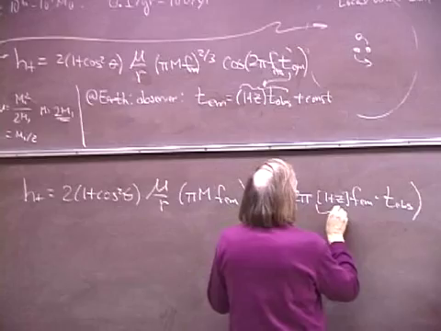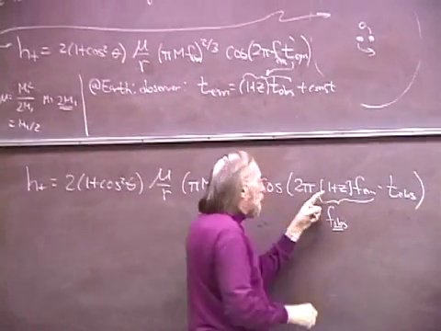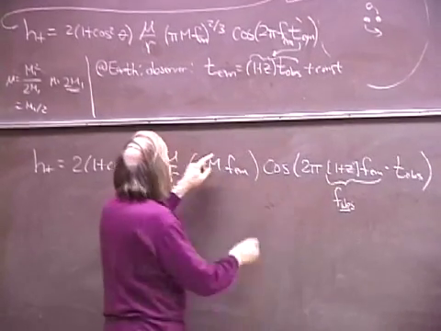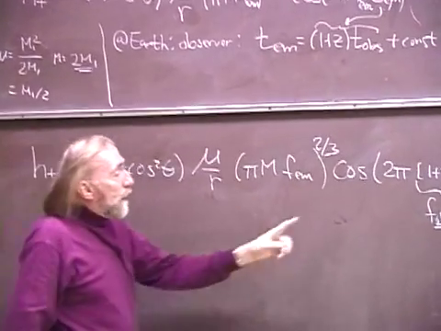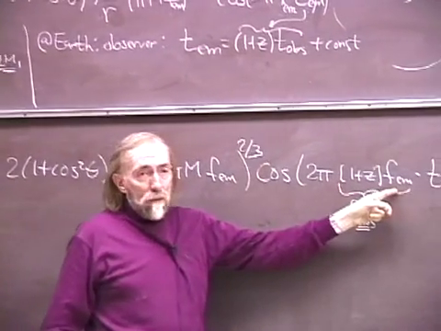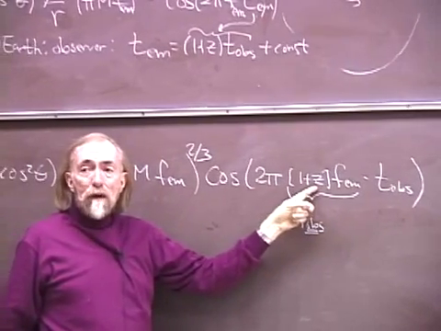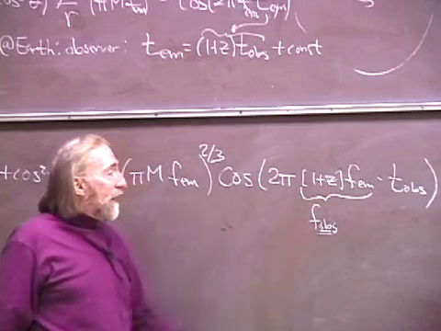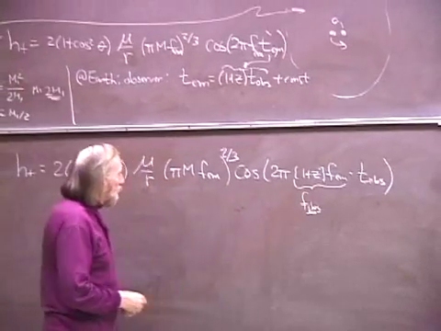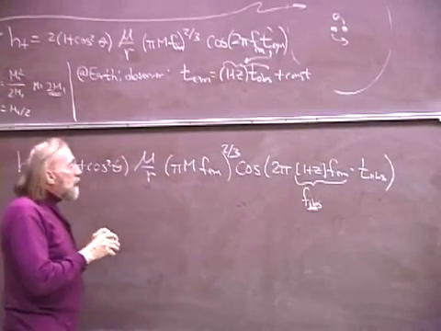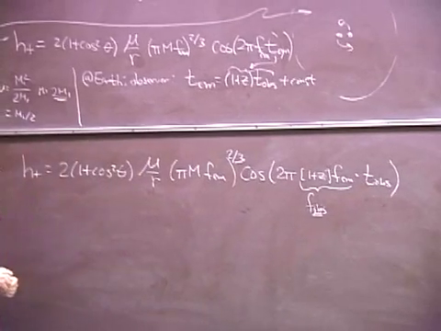This is the observed frequency. So the observed frequency is 1 plus z times the emitted frequency. Oh, there's a pi m after the 2/3 there. Yeah, okay. Z is the cosmological redshift, and that's, if you wish, the definition of z. It's such that the observed frequencies are 1 plus z times the emitted frequencies. And so we now have the time dependence expressed in terms of time as measured at Earth.